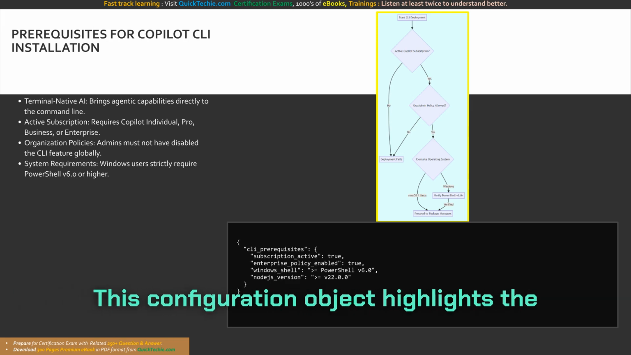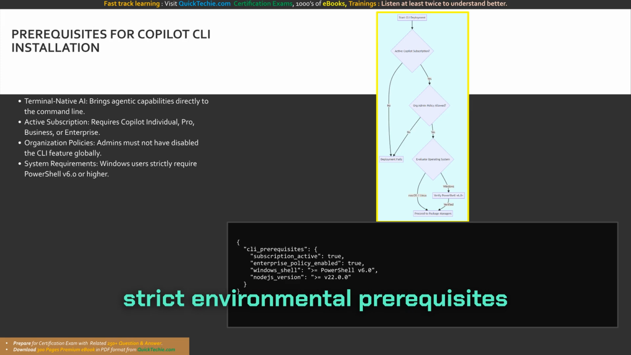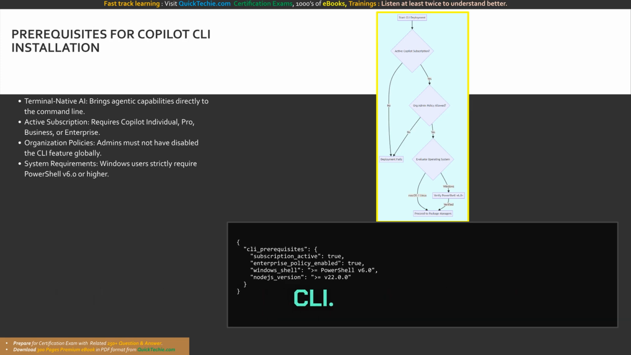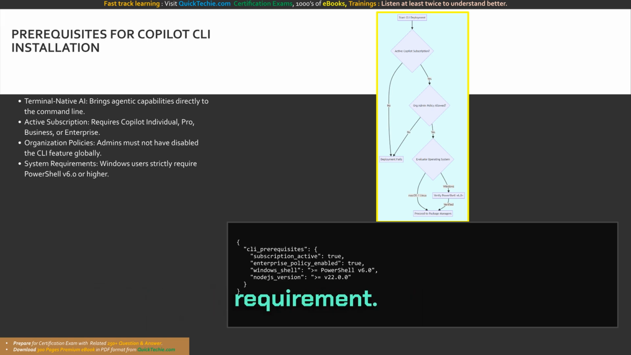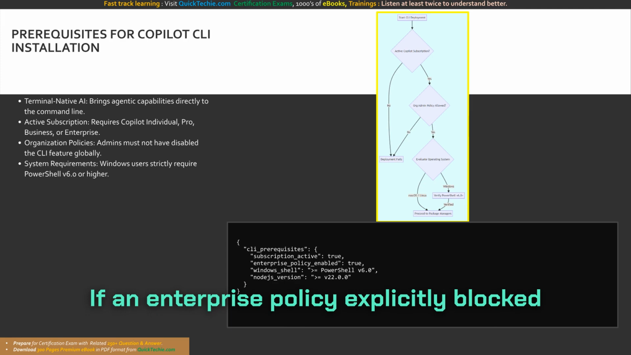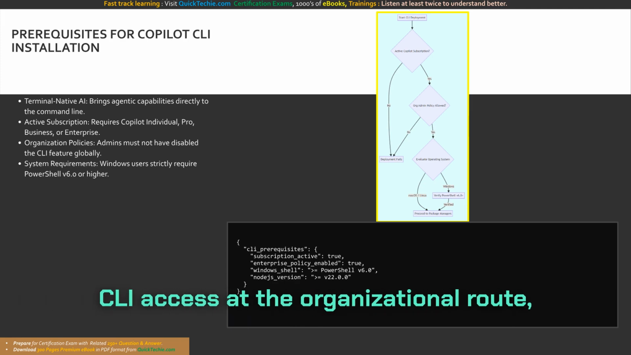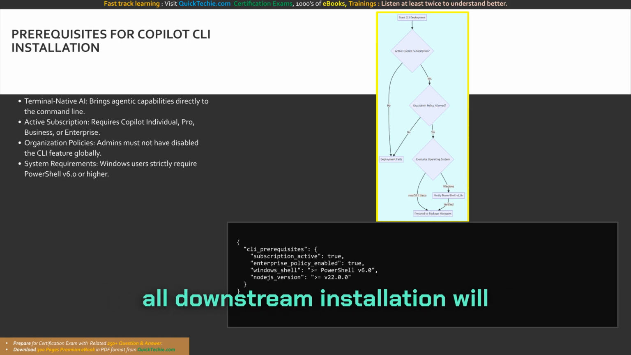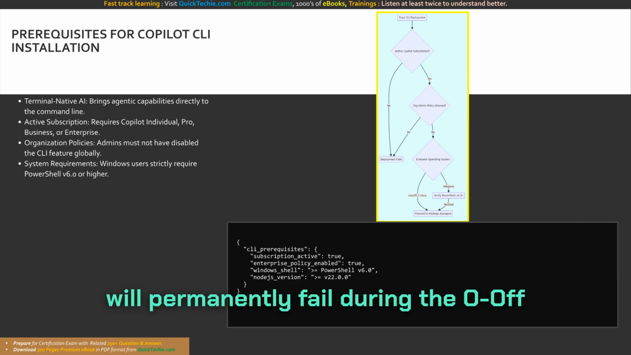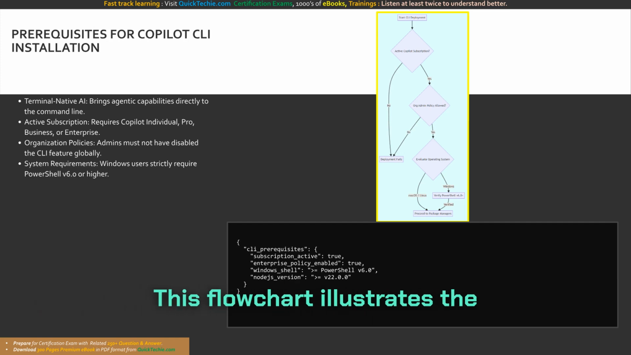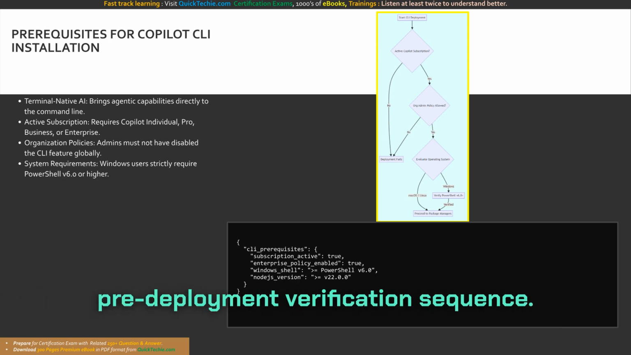This configuration object highlights the strict environmental prerequisites required before deploying the Copilot CLI. Specifically, notice the Windows shell requirement and the Node.js requirement. If an enterprise policy explicitly blocks CLI access at the organizational root, all downstream installations will successfully download the binaries, but will permanently fail during the OAuth authentication handshake. This flowchart illustrates the pre-deployment verification sequence.